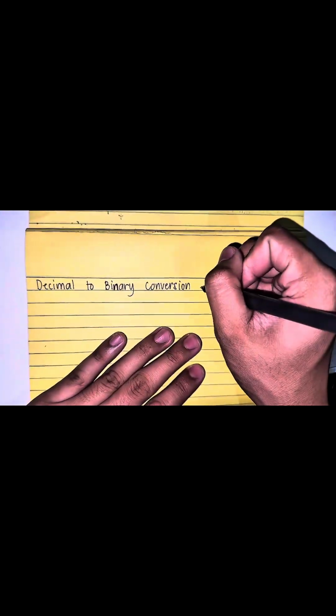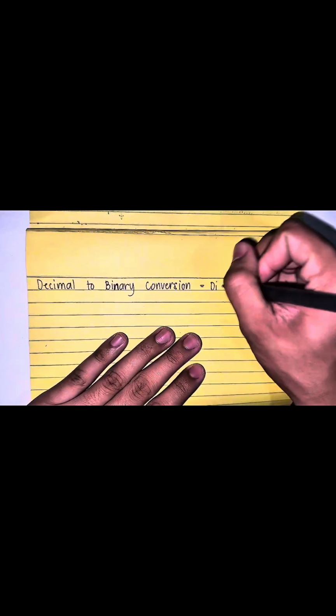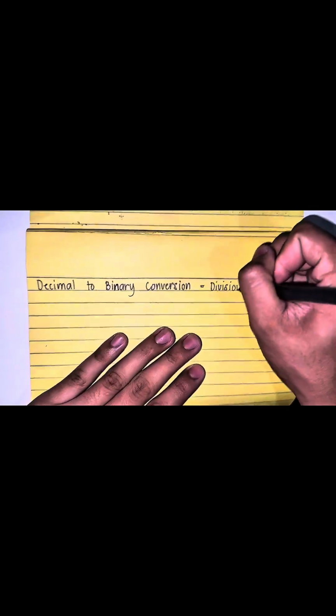Now, let's talk about the binary system. In the binary system, there are two types of conversion: binary to decimal and decimal to binary. But first, let's talk about decimal to binary conversion. In decimal to binary conversion, you're going to use division and divide by 2. For example, 239 divided by 2. Your answers will be a quotient and a remainder.